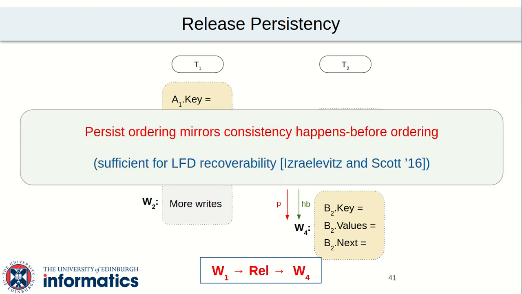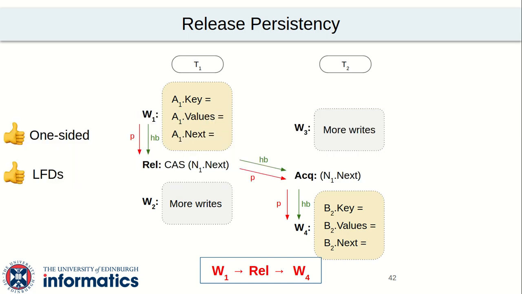It is worth noting that persist ordering mirroring the consistency ordering is probably sufficient for log-free data structure recoverability. Thus, release persistency has the potential performance advantage of one-sided barriers while also being strong enough for log-free data structure recoverability.